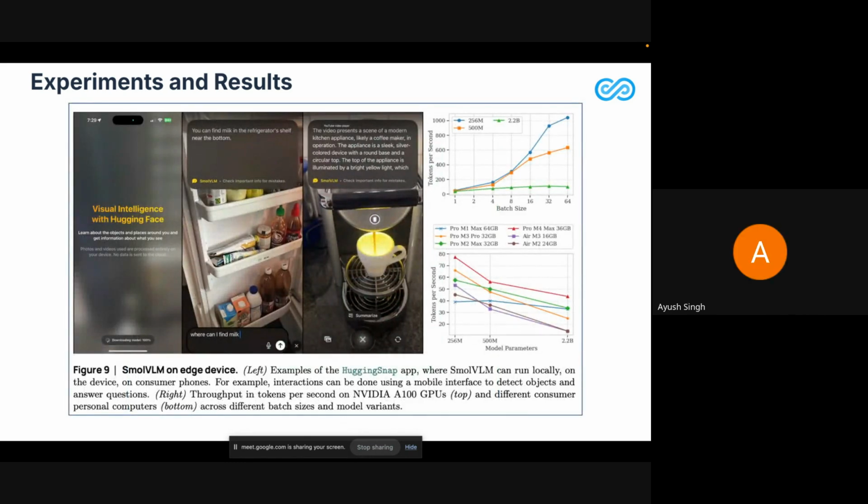Right. So next is how they deploy their small VLM on edge devices like phones. This is just a visual thing that you can see. You can also download the app. I tried it, but it didn't work. You tried it? Yes, I tried downloading it, but I couldn't find it. Let me check. Ah, yes, it was not on the Play Store. Maybe it's on the App Store.